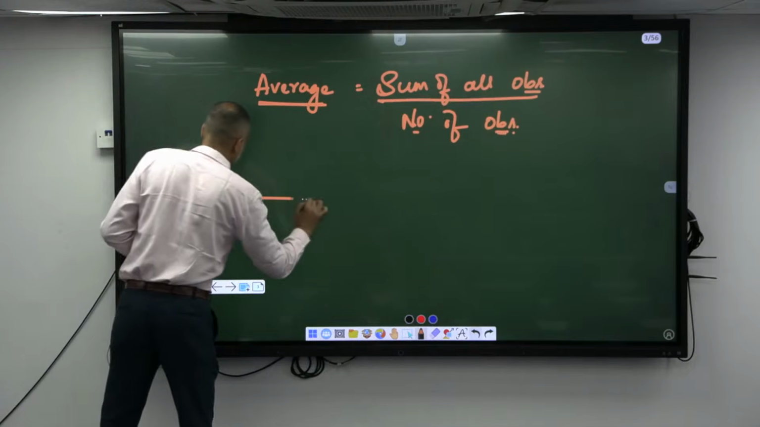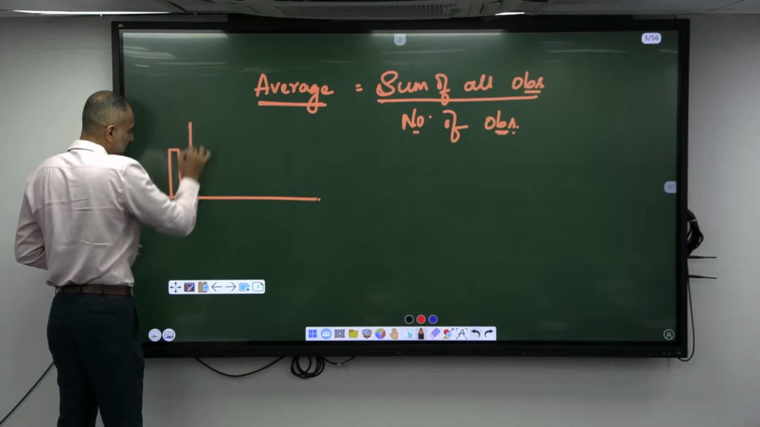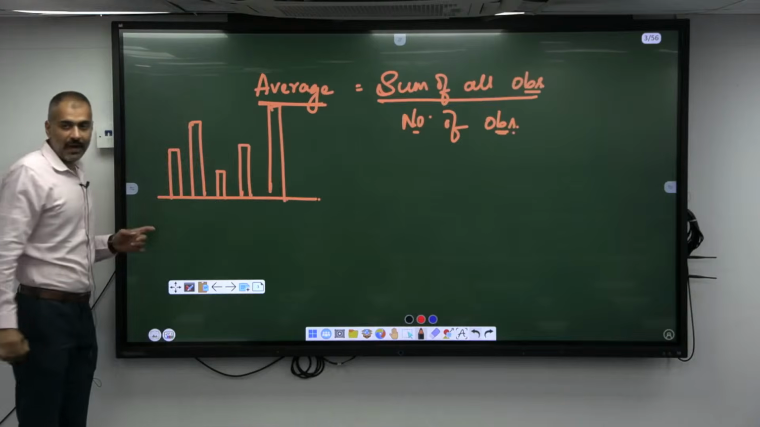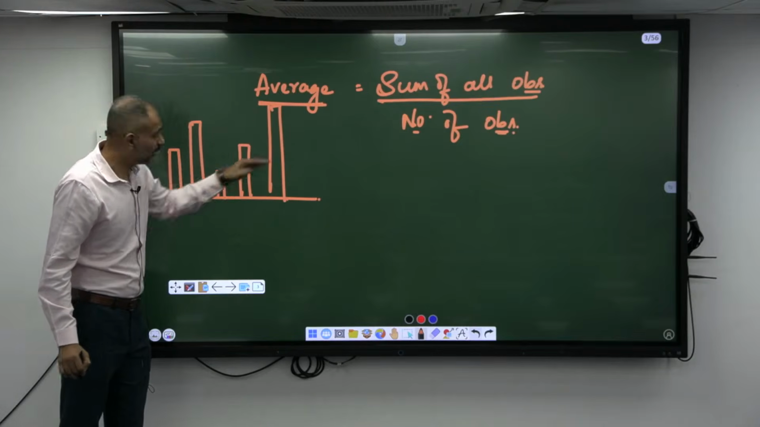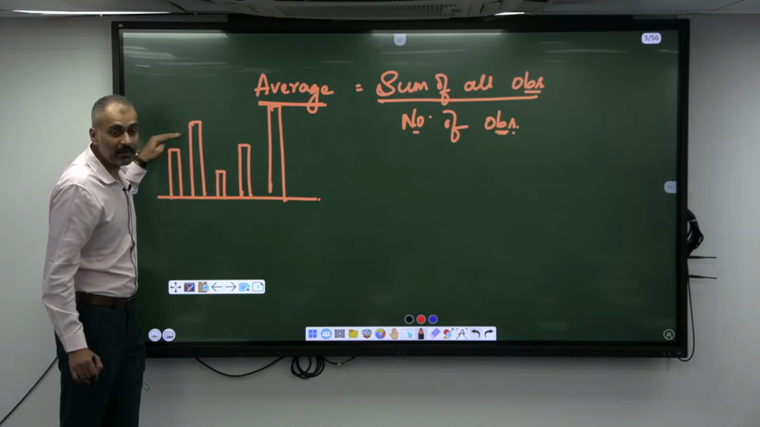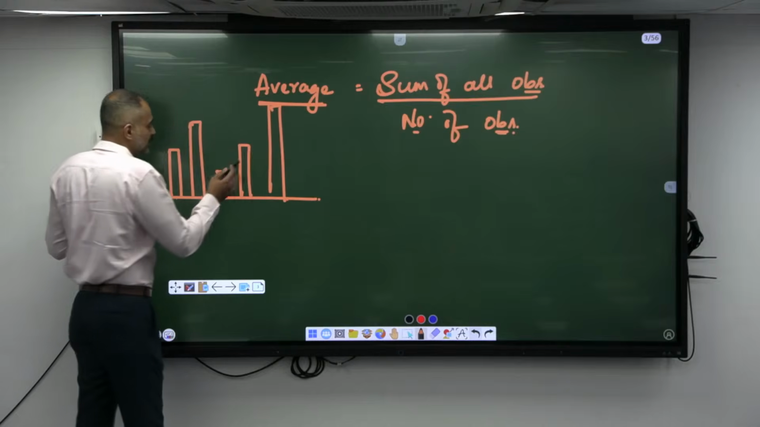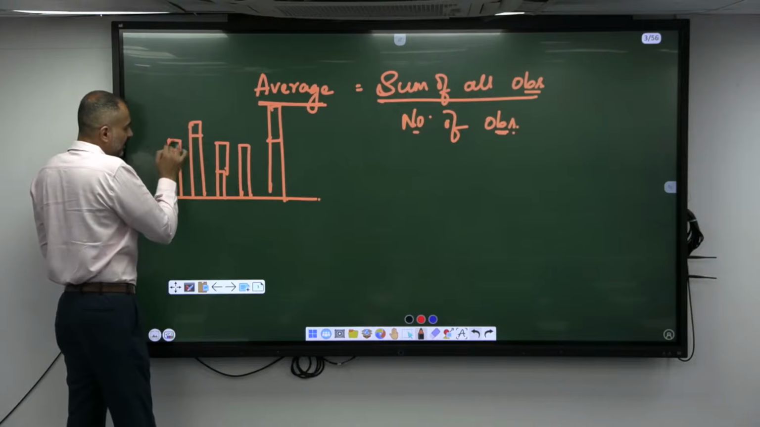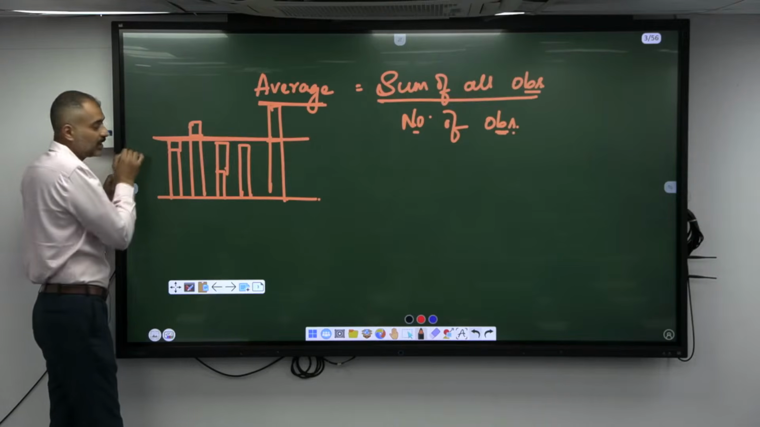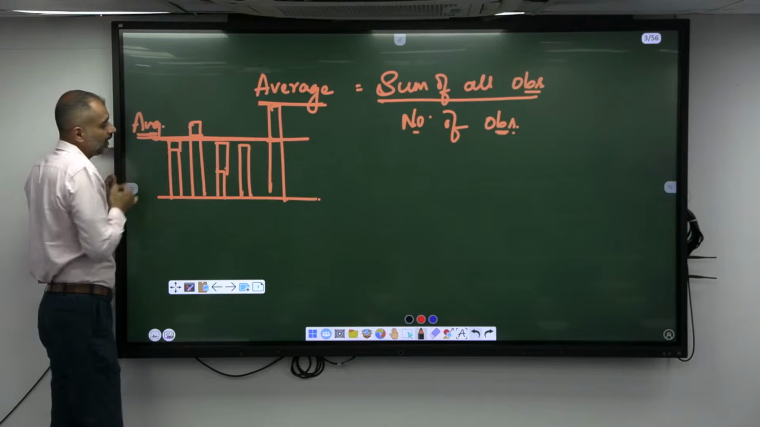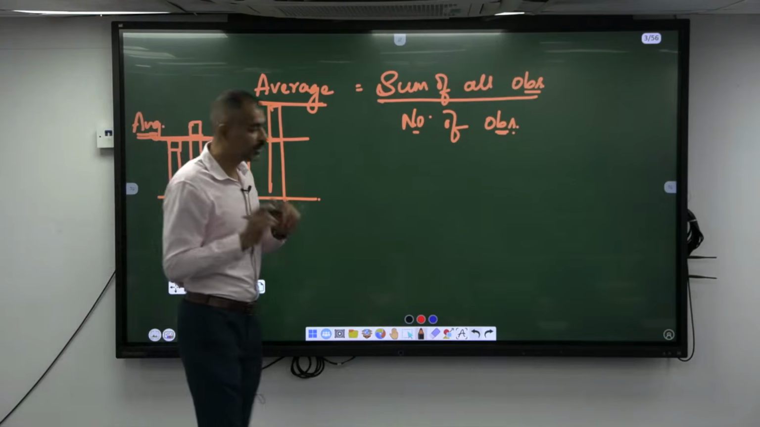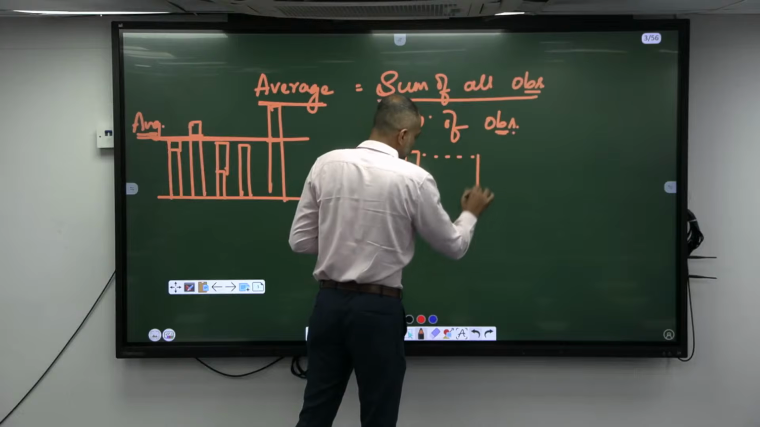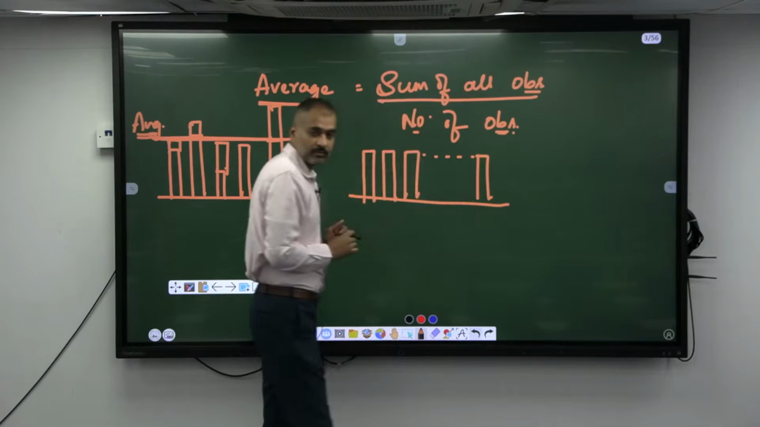If there are so many observations which are poles of different heights, and you have to make the average height, their heights have to remain the same. What to do? We can cut this one somewhere here and paste it here, cut this one and paste it here. At some point their height becomes equal. This equal height is called what? Average. So what we have done here is we have made their heights average. All the heights are the same now, no more, no less.